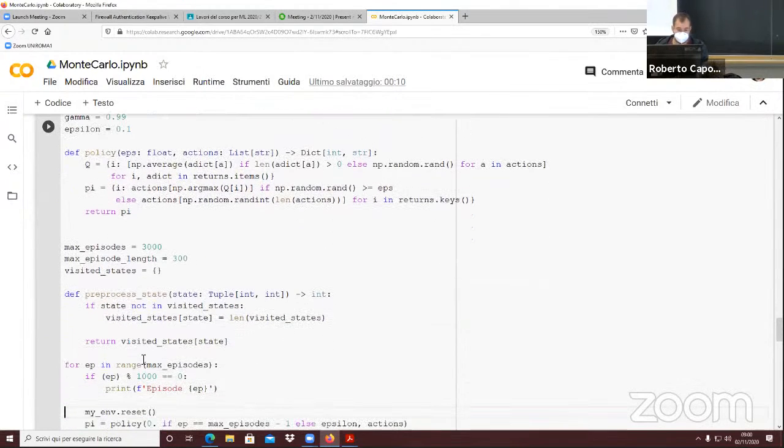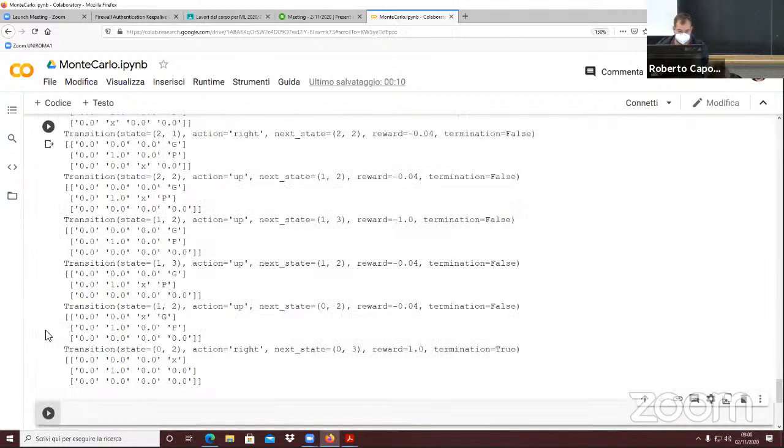So this preprocessed state is not really relevant for the code. It's just something that maps the states, in the form of a tuple which is the index of the grid, to a certain number that is relevant for me to map again the state to the action.